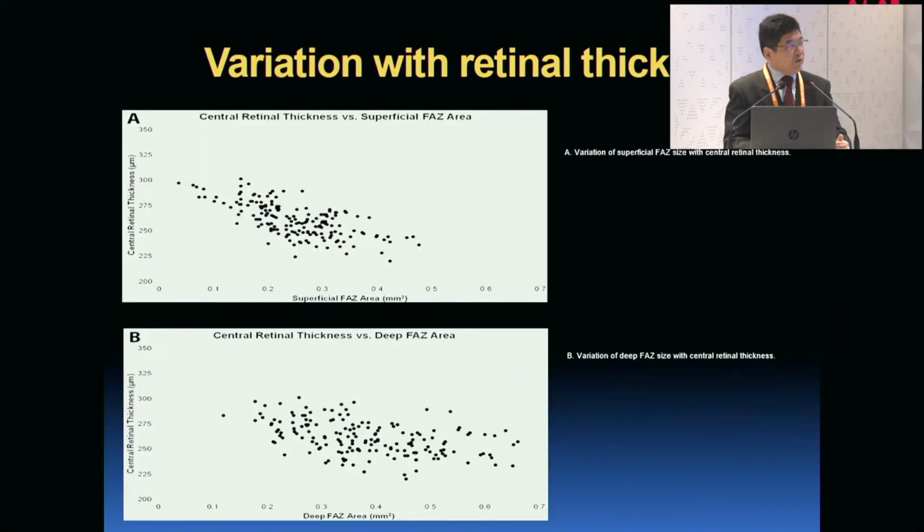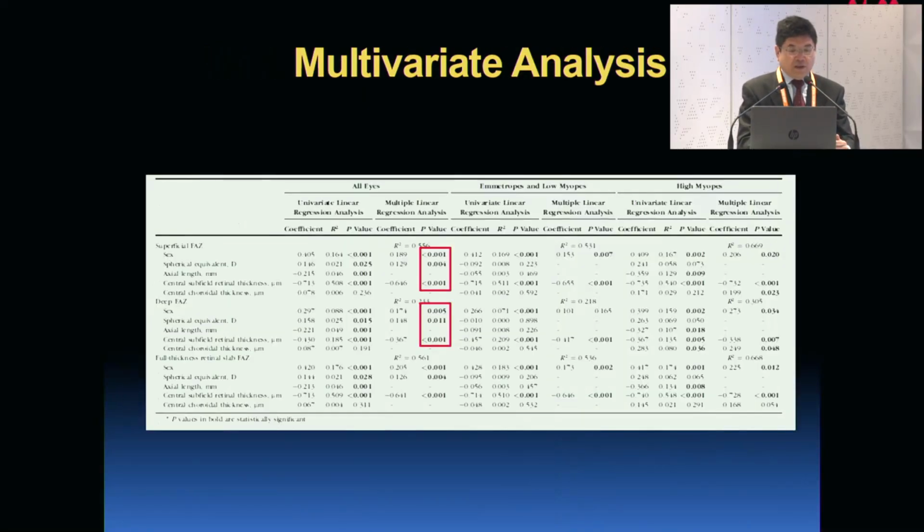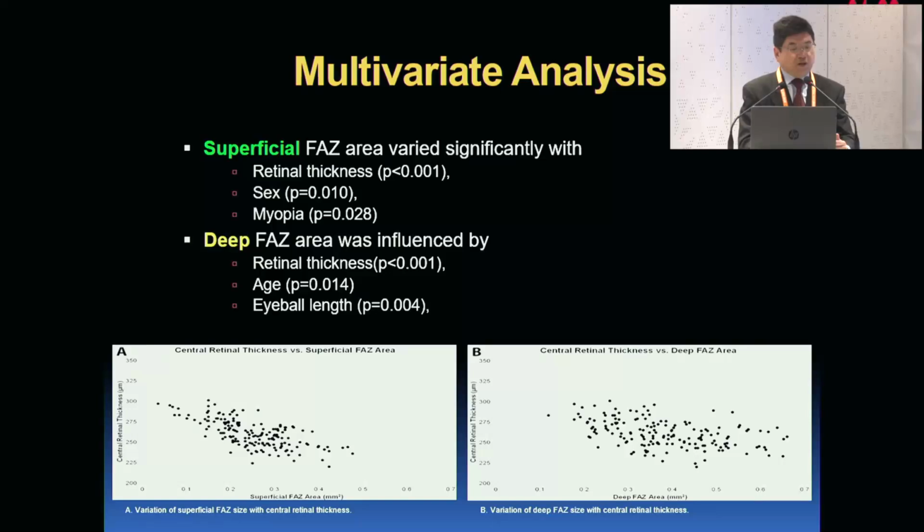We also found that there was an inverse relationship with retinal thickness for both the superficial and deep FAZs. We went on to do multivariate analysis, and these are the results, but let me just take you through this. We found that for superficial FAZ, the significant factors affecting this were retinal thickness, gender, as well as myopia. And for the deep FAZ, quite similarly, retinal thickness as well as eyeball length, but in this case, age was significant compared to the superficial.